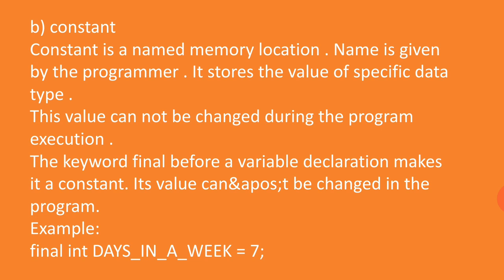When it comes to syntax, to declare a variable, we just need a data type and the variable name, but in a constant declaration, we need to specify first keyword final. So the keyword final in small letters it is, please notice, before a variable declaration makes it a constant. So it is just similar to the variable. The difference is that I need to specify final keyword, then the data type, and then the name of the constant. So it becomes a constant. Its value cannot be changed. Its value can't be changed in the program.